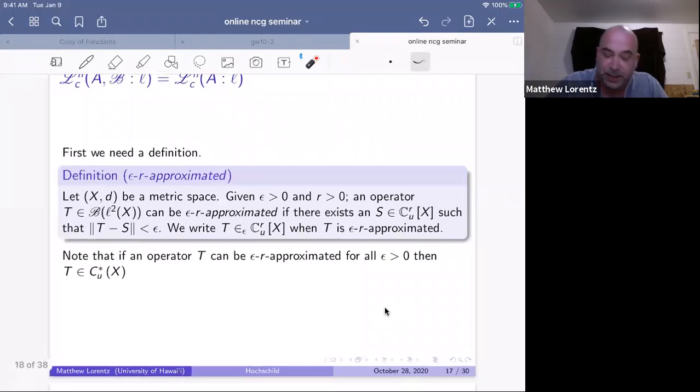Okay, but first we need a definition. Epsilon-r approximated. If we're given epsilon greater than 0 and r greater than 0, an operator, say T, in the bounded operators on the square summable sequences, can be epsilon-r approximated if we have another operator S of finite propagation, of propagation less than r, such that T and S are epsilon away from each other. And note that if an operator can be epsilon-r approximated for all epsilon greater than 0, then it's in the uniform Roe algebra.